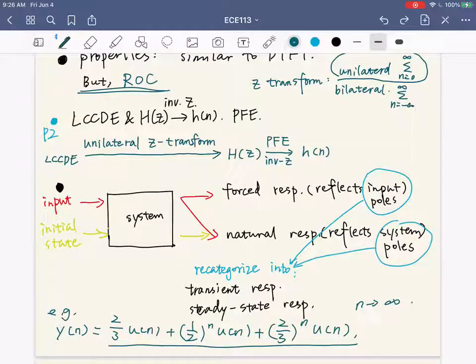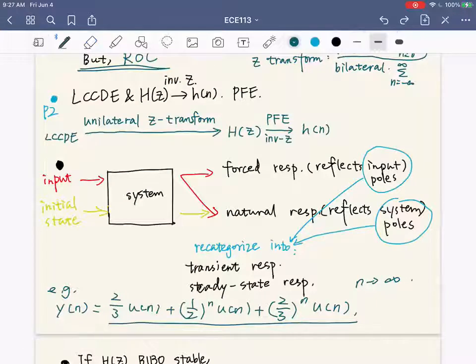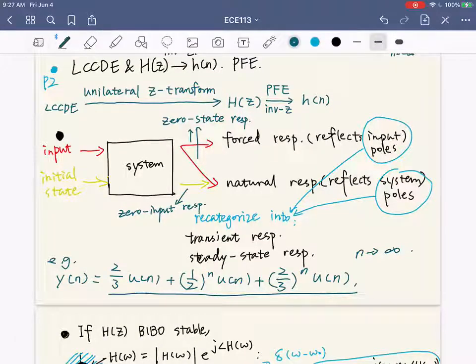Okay, and if you want to categorize it into forced or natural response, you have to know what the input is, and you see which term reflects the input pulse and which term reflects the system pulse, so that you can categorize. Okay, so that is the thinking process of it. Any question about this? Cool. And the red color means it only comes from the input, so this is a zero state response, and this is the zero input response. I hope this diagram can help you understand the different ways to think about the output. Okay, I don't see any questions, so I will continue.